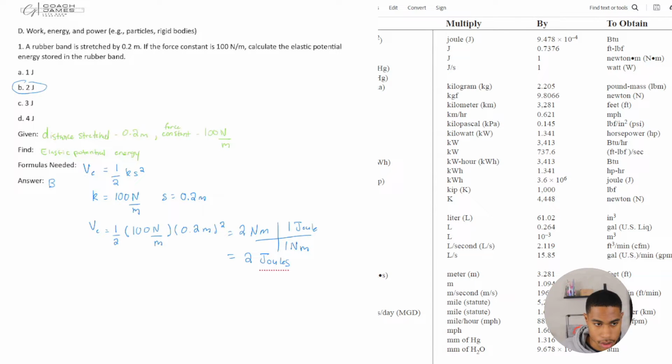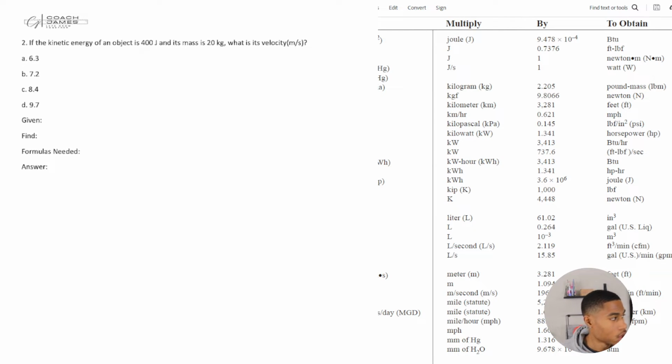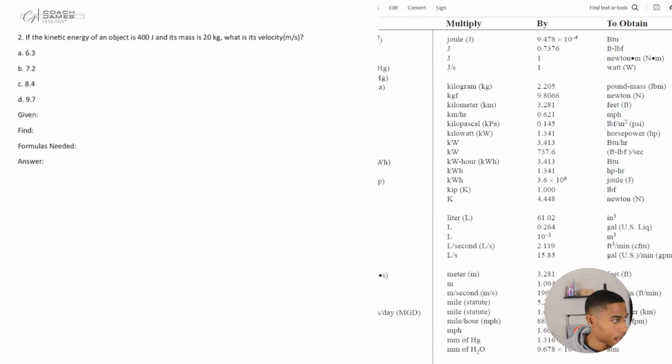Alrighty. Let's look at number 2. It says if the kinetic energy of an object is 400 joules and its mass is 20 kilograms, what is its velocity?